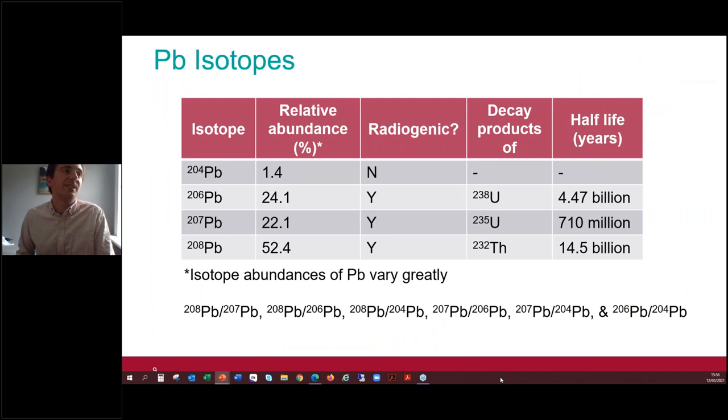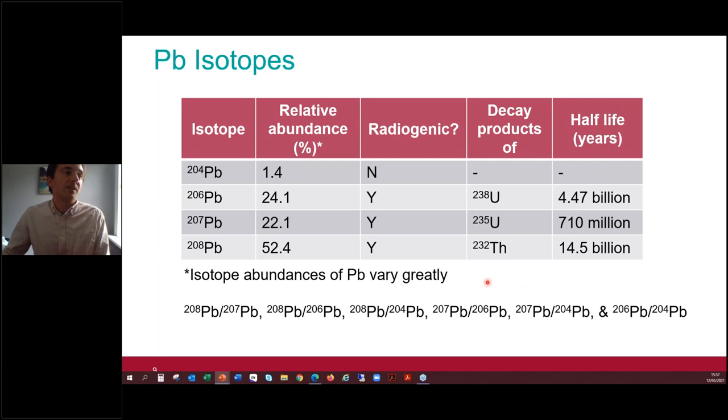So then we were interested in looking at the isotope compositions to try and link the isotope signature of the blood to the possible environmental sources. So lead has four stable isotopes, 204, 206, 207, 208 lead. 204 lead is the minor isotope of lead, and it's the only isotope that isn't a radiogenic decay product. 206, 207, and 208 lead all are decay products of either uranium or thorium, and they have very long half-lives ranging from 710 million years, 4.5 billion, so about the age of the Earth, and 14.5 billion years, about the age of the universe.